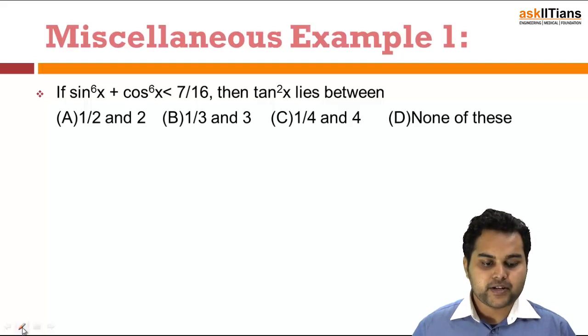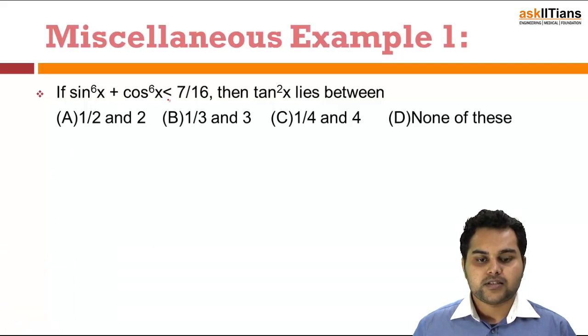So the first example that I have in front of me is sin^6 x plus cos^6 x is less than 7 by 16. I have to find the range in which tan square x would lie, corresponding to x which has the condition of sin power 6x plus cos power 6x less than 7 by 16. So let's start with this.